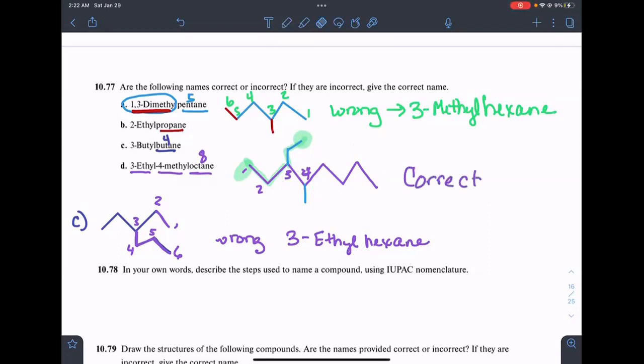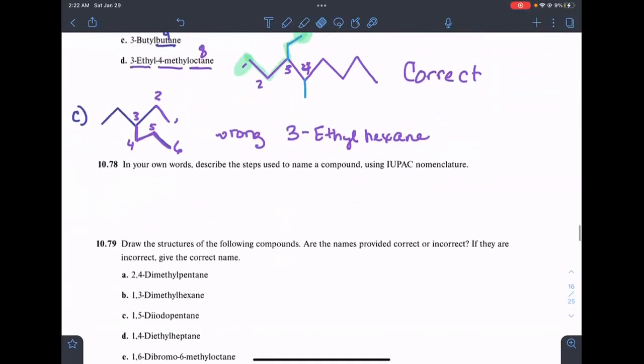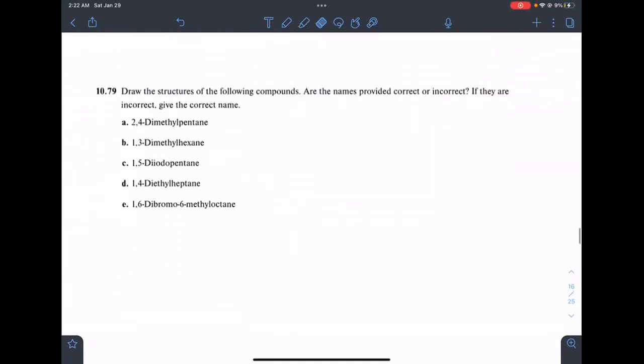Right. So you just got to practice those so that you can get a little more comfortable with them. Okay, so here it says draw the structures of the following compounds. Are the names provided correct or incorrect? So this is the same sort of deal, right?